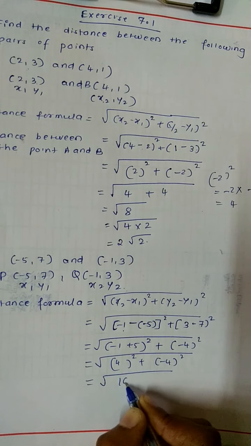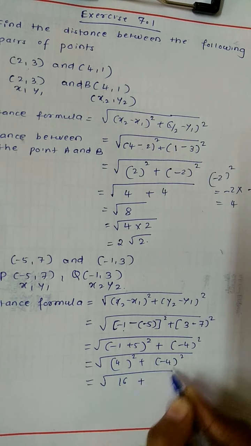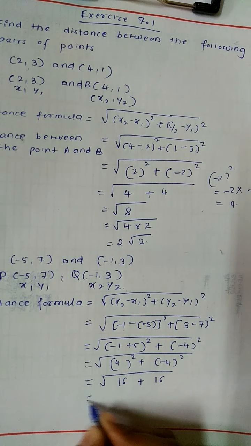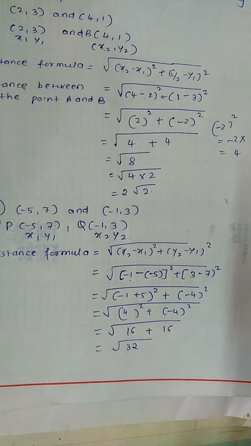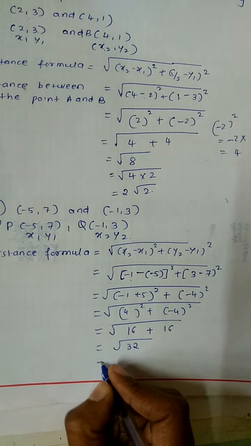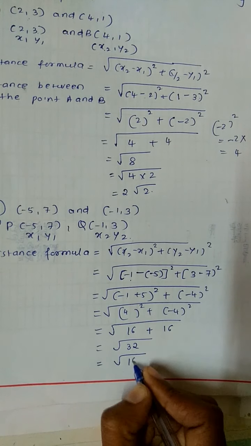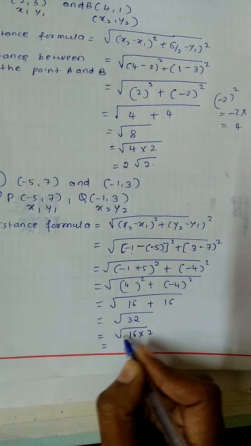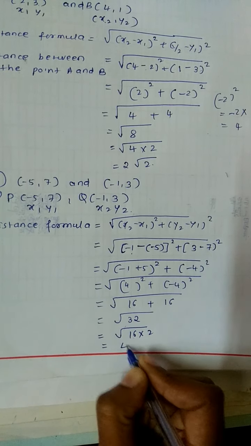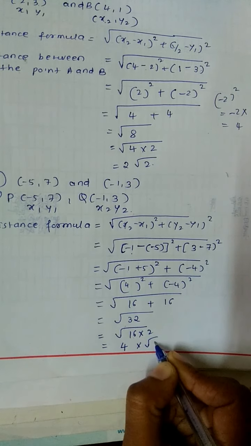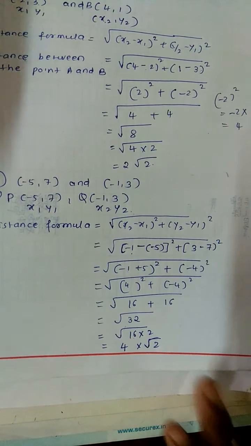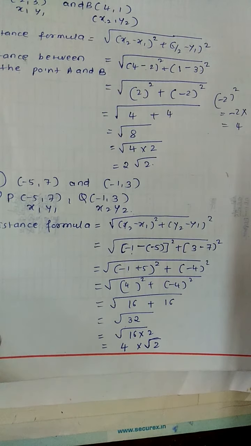So this is 16, and minus 4 into minus 4 is plus 16. So this is 32. Same here, 32 is not a square number. So you can write this as 16 twos are 32, and 16 is a square number. The square root of 16 is 4, and the square root of 2 will remain under the square root sign. So we'll move to the next question now.